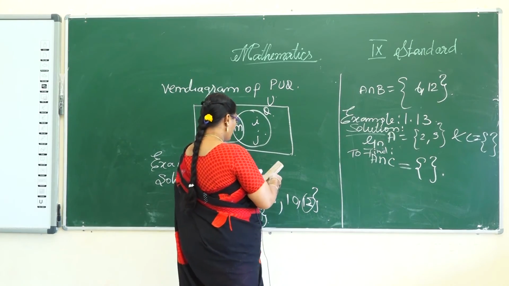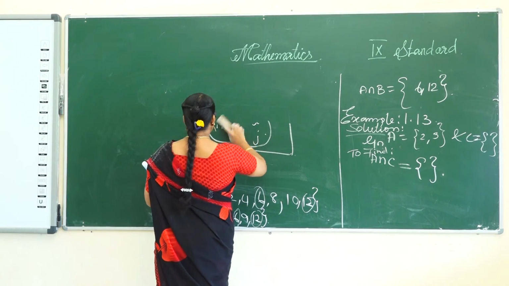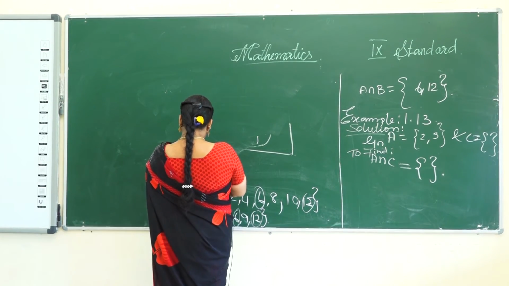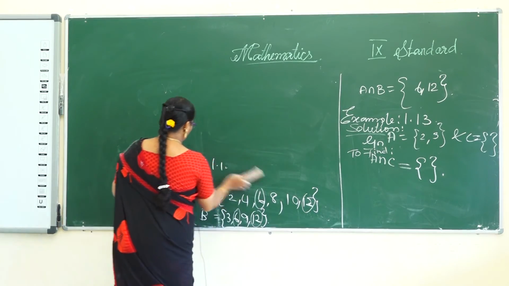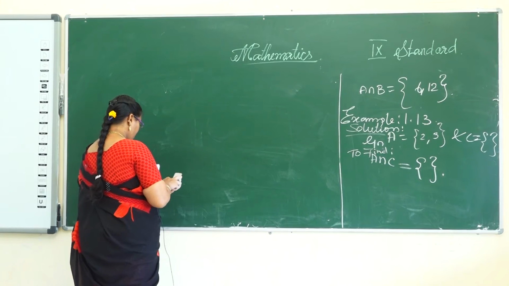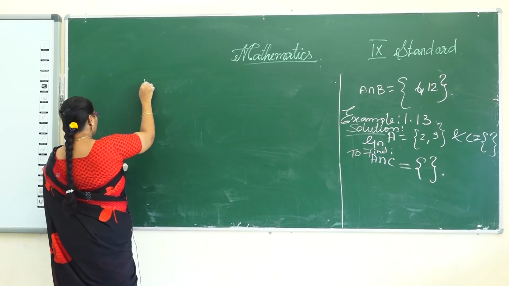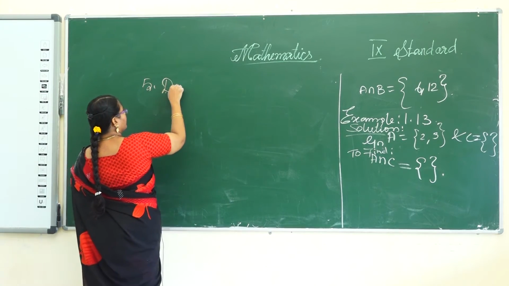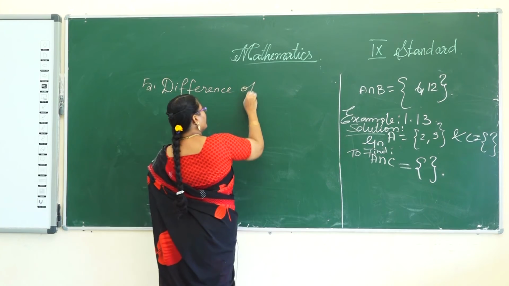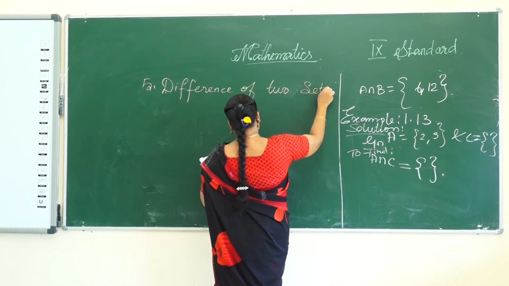Now move to the next operation, the fifth one: difference of two sets.